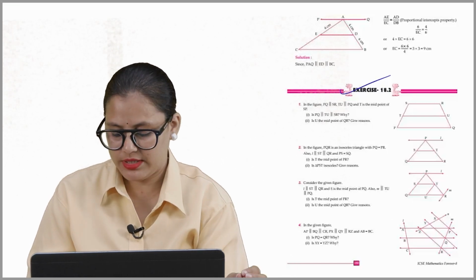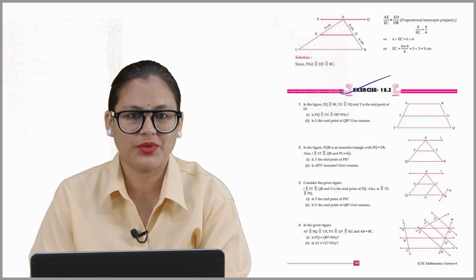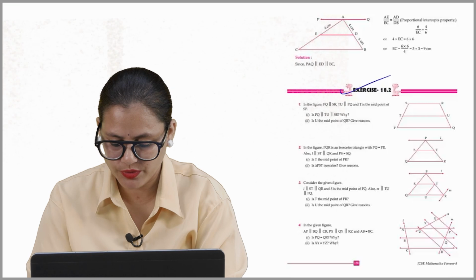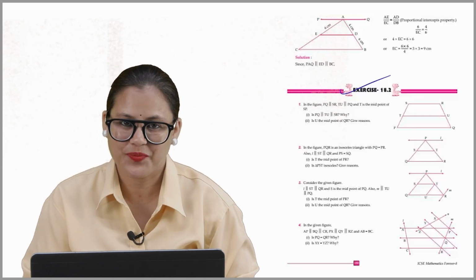Similarly, we've done example number 1, so this question is similar to example 1. And number 2 is: use the midpoint of QR. U is the midpoint of QR. Of course, it is the midpoint of QR, but you have to give reasons here.